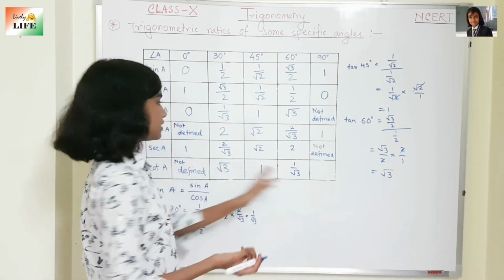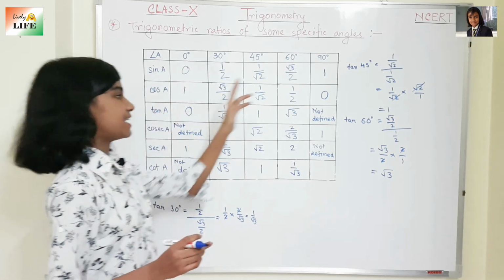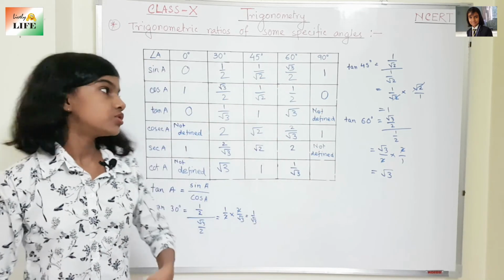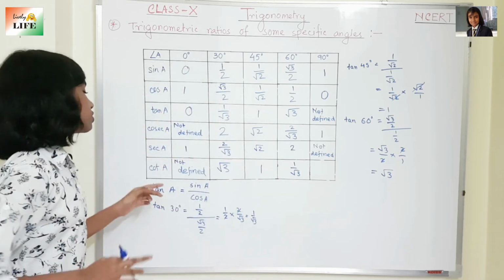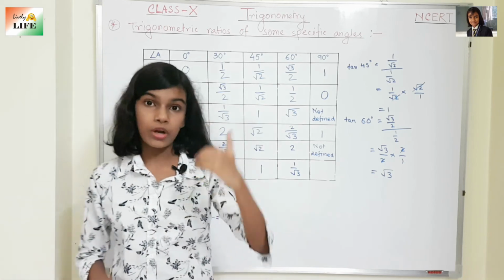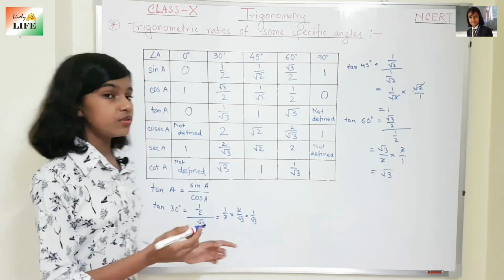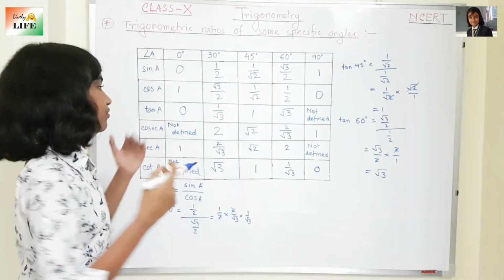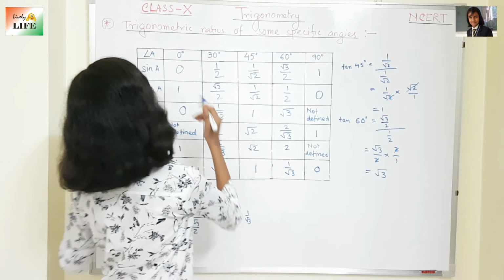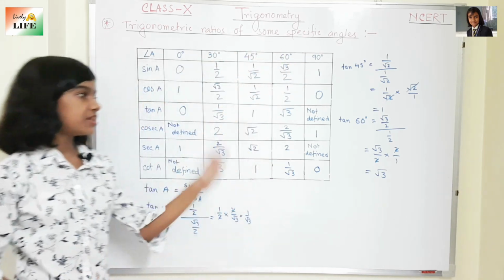So now the last one is cot 90. What is tan 90? Tan 90 was not defined. So tan not defined means 1 by 0, we have seen. So what will be the reciprocal of 1 by 0? It will be 0 by 1. So 0 can be divided by 1. The answer will be 0, right? 0 by 1 is 0. We now know all the values of the trigonometric ratios of some specific angles, right? So we have completed this one.